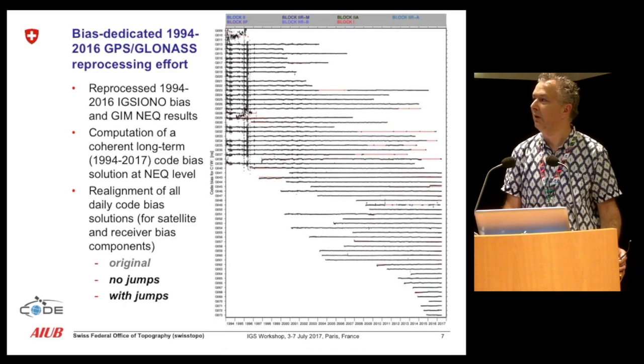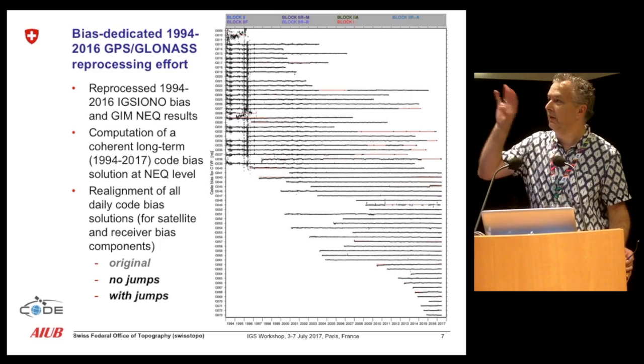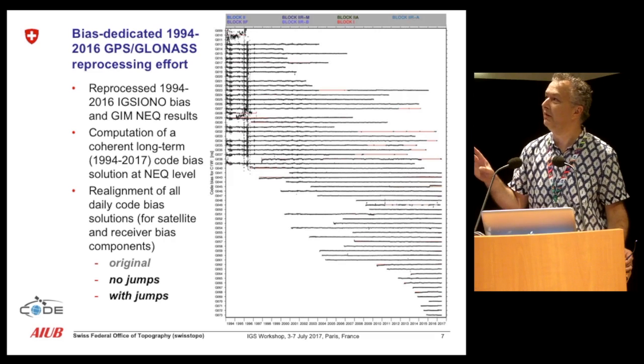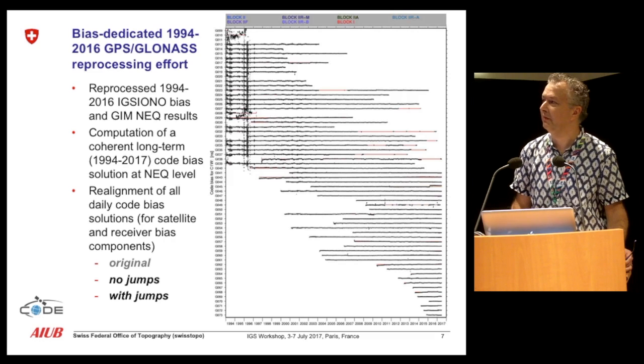A considerable achievement of our work was a bias-dedicated reprocessing effort over 23 years. So here you see the three steps. First, the actual reprocessing, where the outcome is bias results and also global ionosphere maps. Then the second step is the computation of a coherent long-term solution at the normal equation level. And the third point is to realign all daily estimates with respect to this series.